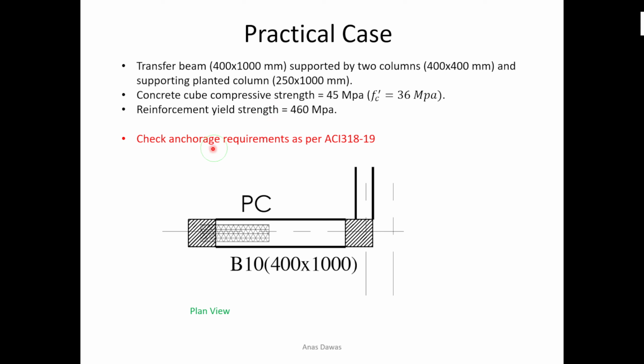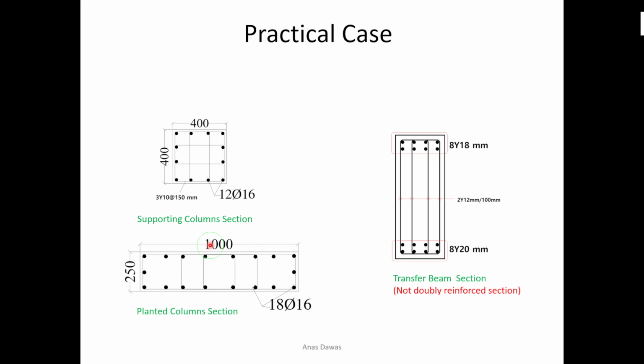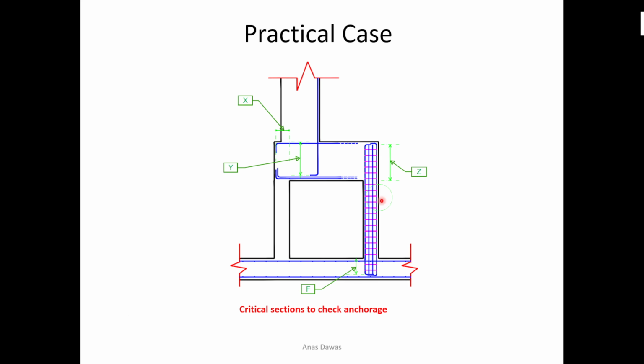We need to check the anchorage requirements as per ACI 318-19. This is the top view, by the way. This is the reinforcement for the supporting column section. This is the transfer beam section, and this is the planted column section. Sorry, we have only one planted column section, as shown in this picture. This is the side view for the system.